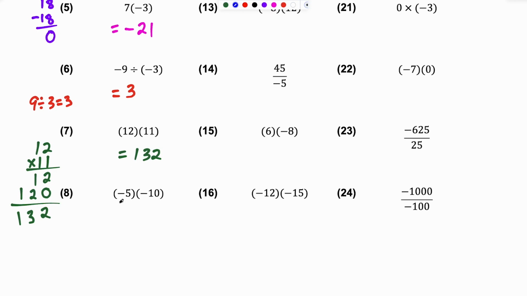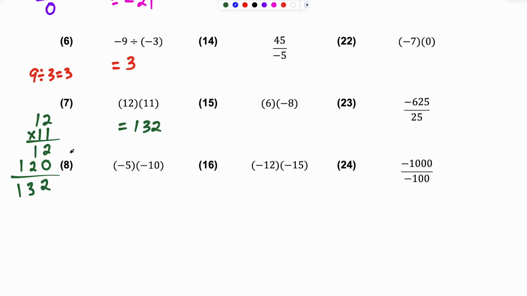Next up, we have -5 times -10, for question 8. And remember, parentheses means multiply. Don't do -5 minus 10. That's a common mistake. Parentheses tells you to multiply two integers together. So here we have a negative times a negative is positive, and then 10 times 5 is equal to 50. So we're going to have +50 as our answer.